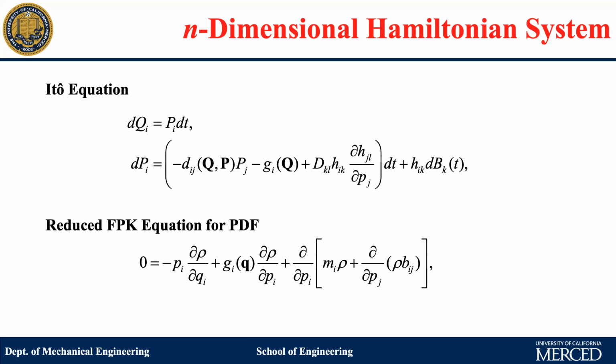Hamiltonian system. For example, let's consider this one, which can be an n-dimensional Itô equation for the Hamiltonian system. Then we look at the probability density functions of the system, which satisfy the FPK equation. The reduced FPK equation is for the stationary probability density function, which we call rho here, so partial rho partial t goes to 0. We are looking at the stationary solution of FPK.